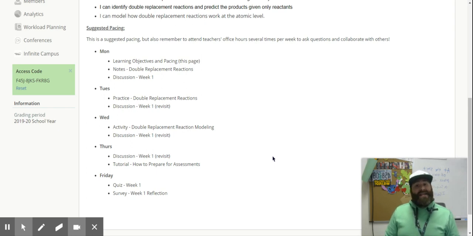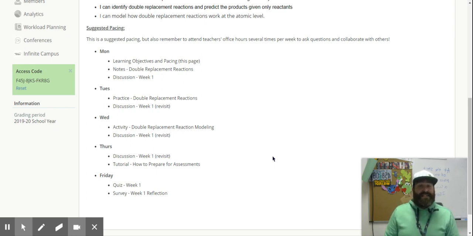On Wednesday, do the activity, a double replacement reaction modeling activity. You're going to be using things around your house to model double replacement reactions, and there's a video tutorial there, as well as a submission. And then again, visit those discussions to ask more questions, or better yet, answer the questions and show that you really know what's going on.